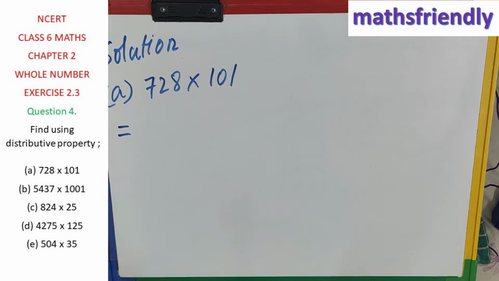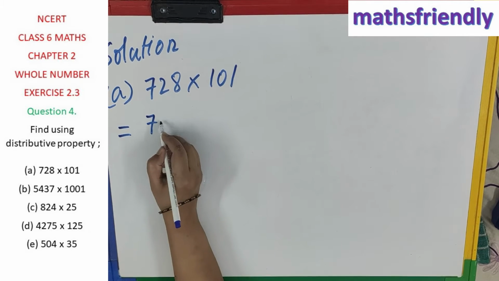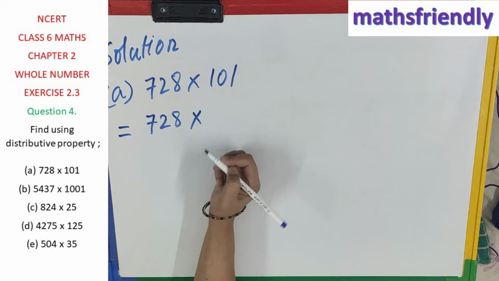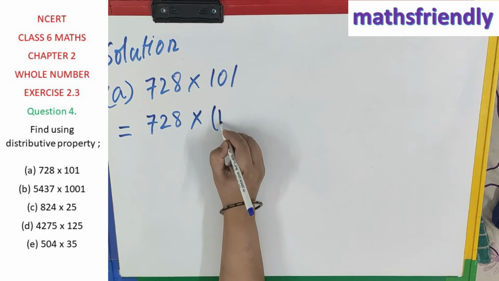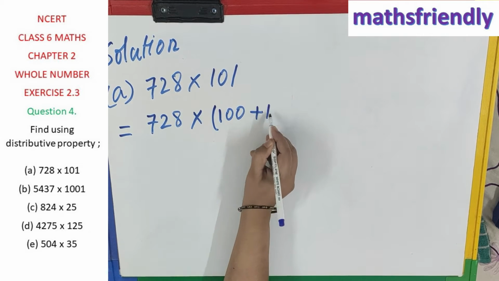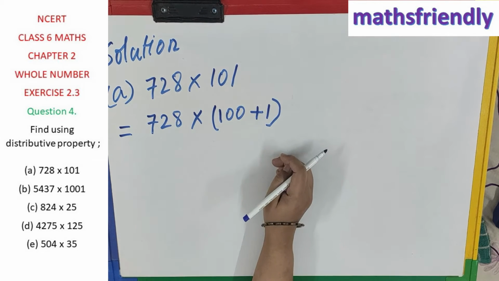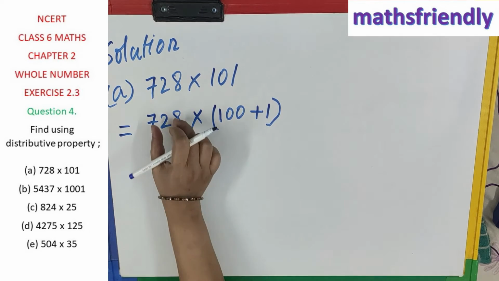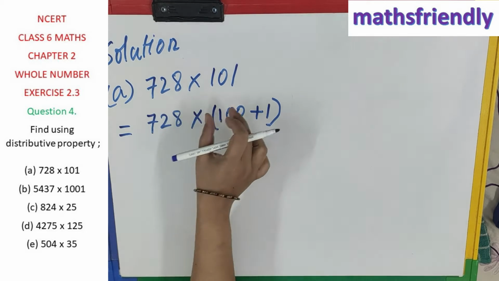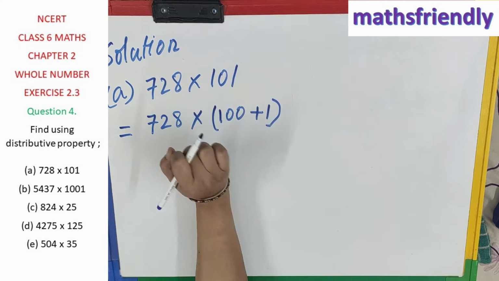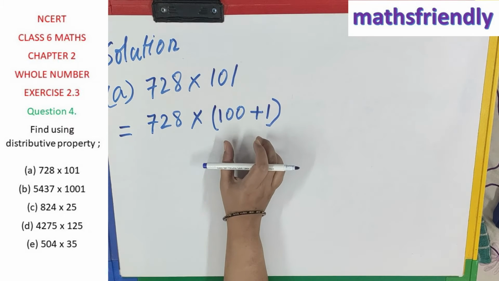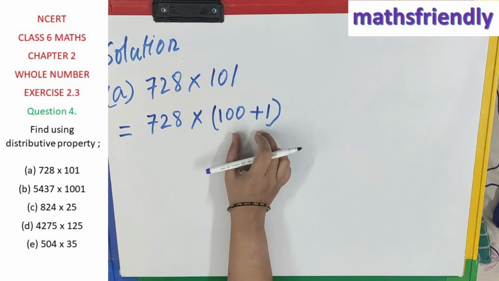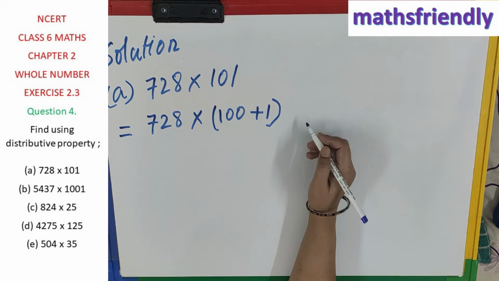Okay, so let's start. We will write 728 multiplied by 101. We can write 101 as 100 plus 1. Can we write it like this? Yes, we can. So 728 should be multiplied to 101. Here, in this next step, I have broken this number into two parts, as a sum of two numbers. This is known as the distributive property.